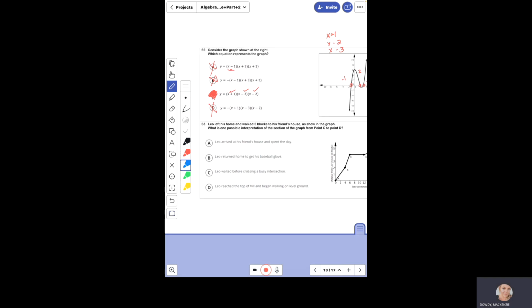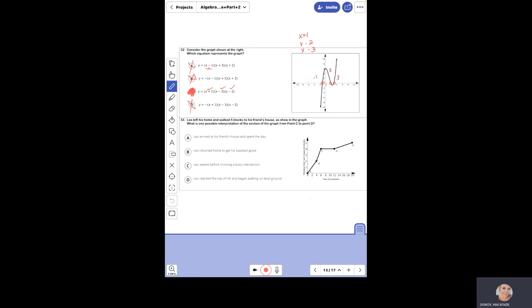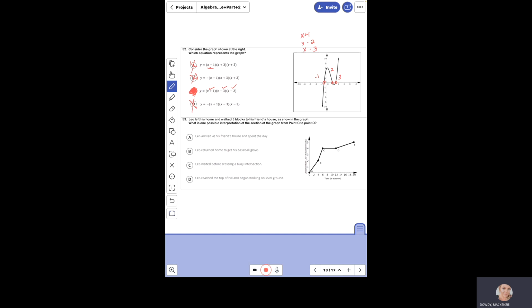Leo left his home and walked 5 blocks to his friend's house, as shown in the graph. What is one possible interpretation of the section of the graph from point C to point D? Okay, so this is talking about on the left-hand side is distance from Leo's home. On the bottom is your time in minutes.